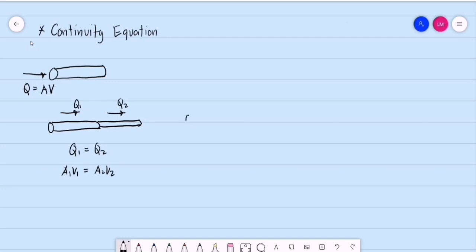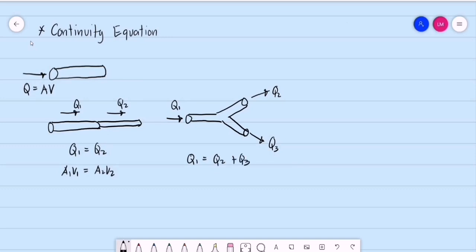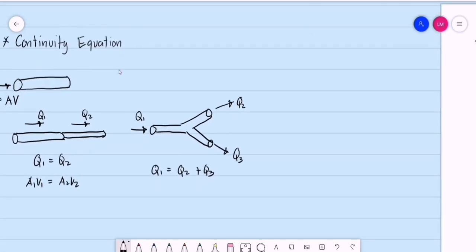For example, we have pipes that are connected in parallel. We have this source pipe, then it will branch out into two pipes. So let's say this is the discharge 1, the discharge for pipe number 2 and the discharge for pipe number 3. How do we write our continuity equation? That is, discharge in pipe number 1 will be equal to the summation of discharge 2 and discharge 3. So this is one of the basic equations for hydraulics, the continuity equation.